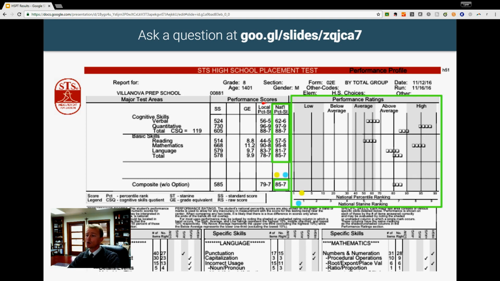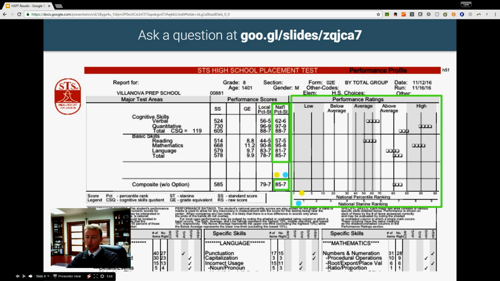When you're looking at the local percentile, you are comparing yourself against the students who took the test on that very same day. Here at Villanova Prep School, we had a solid number of students take the exam, so now this student has an understanding of where they fall compared to the other applicants in the pool for this admission season as we look to enroll our class of 2021. Now, national percentile.